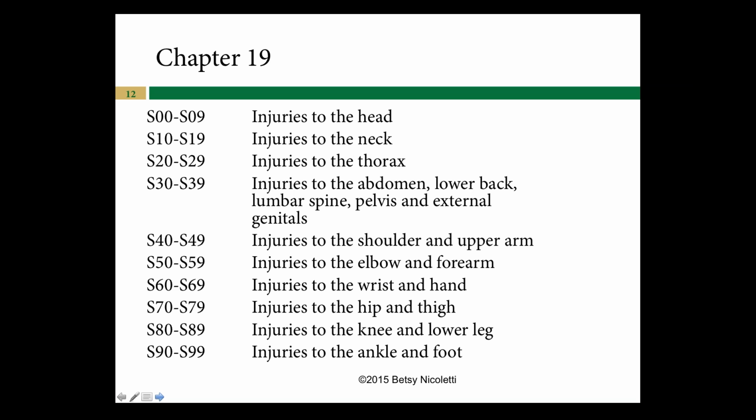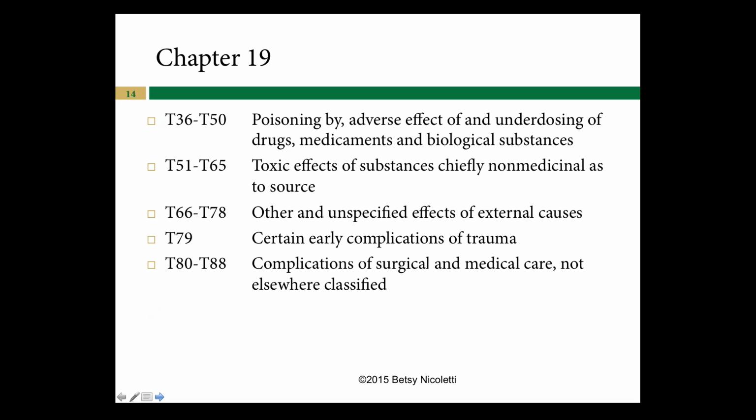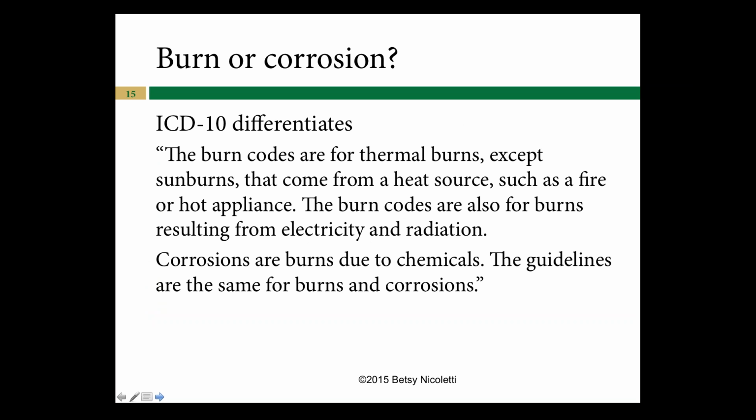So those are the injuries. And then included in Chapter 19, we also have some T codes, which include some multiple injuries, foreign body, burns and corrosions, frostbite, and then poisoning and adverse effects. So we'll see some of these, but not all of these during this hour.